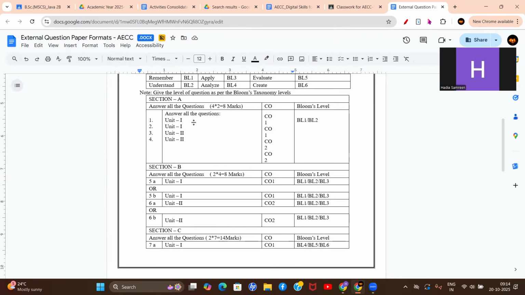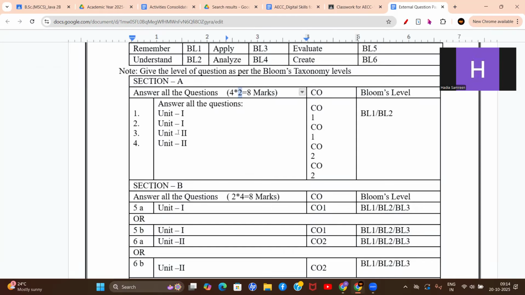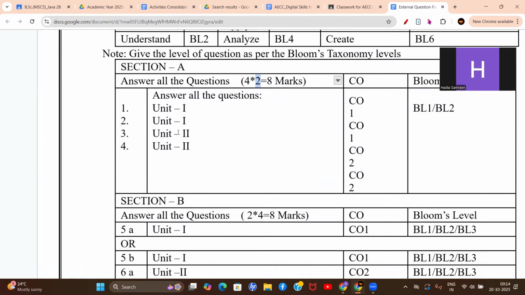For section A, you will have four questions, two questions from the first unit and two questions from the second unit. Each question will carry 2 marks, that is 4 into 2, 8. The first and second questions will be from unit 1, the third and fourth will be from unit 2, and each question will be of 2 marks. These are VSQ type questions, easy ones. So section A will be of 8 marks.